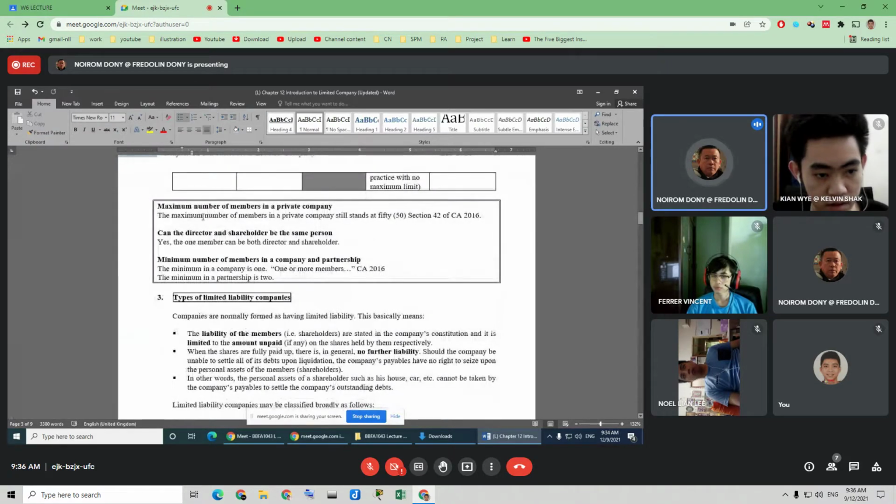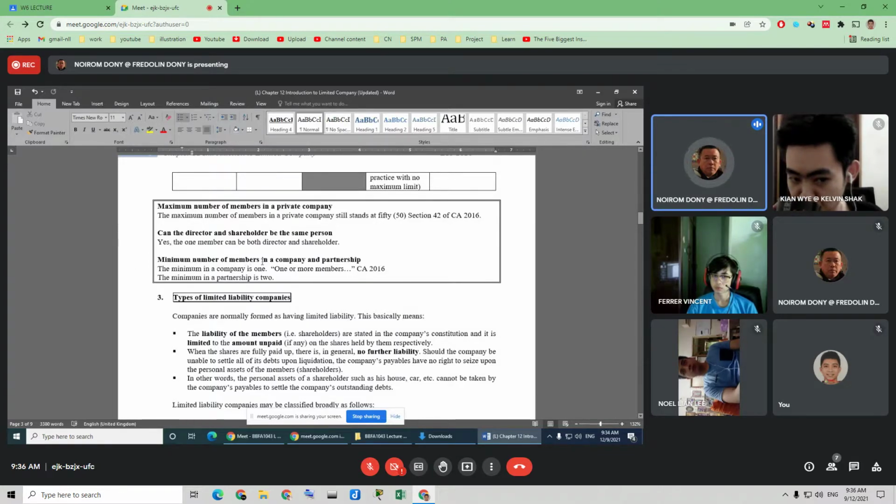Okay, so the maximum number of members in a private company is 50. This is enacted in Section 42 of the Companies Act 2016. Can the director and shareholders be the same person? Yes. Director is one of the management. One member can be both director and shareholder.